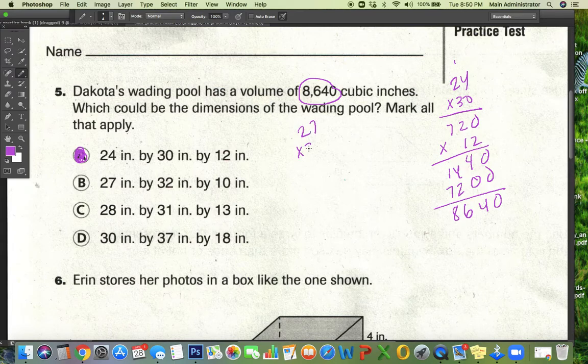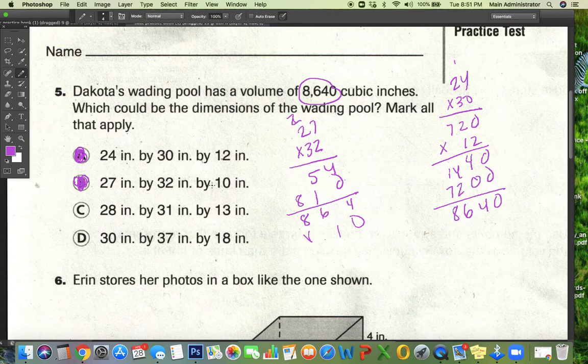Let's take a look at B. 27 times 32. 2 times 7 is 14. 5. 0 is a placeholder. 21. 864. Oh, multiplied by 10 definitely works. Becomes 8,640. Just move that 0. Awesome.